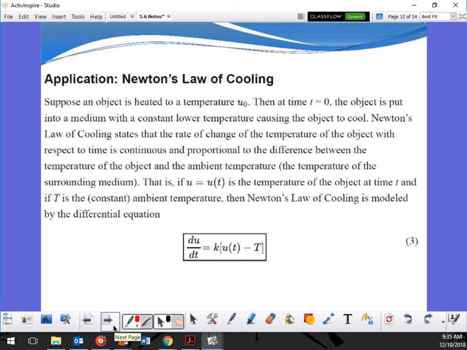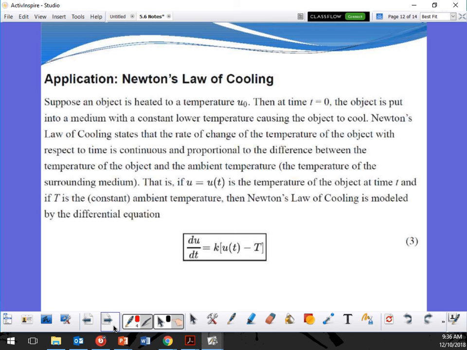Application: Newton's law of cooling. This is the heat of a potato. k times (u(t) minus T). That states the rate of change of the temperature of the object with respect to time is continuous and proportional to the difference between the temperature of the object and the ambient temperature. What does ambient temperature mean? Of the room, right? Of the room where it's at.